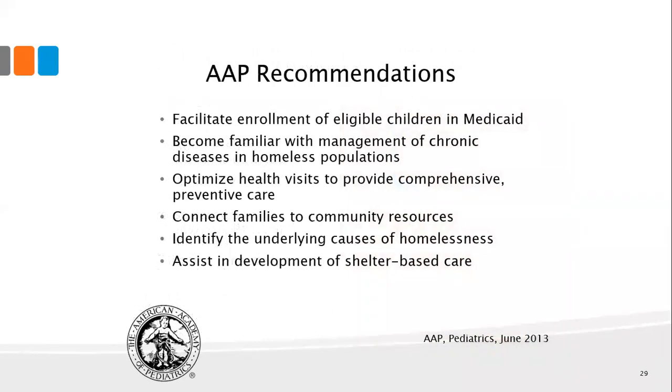So the AAP also has recommendations. They would like for us to facilitate enrollment of eligible children in Medicaid, become familiar with management of chronic diseases in homeless populations, optimize health visits, that's the comprehensive care, connect families to community resources, identify the underlying causes of homelessness, and assist in development of shelter-based care.